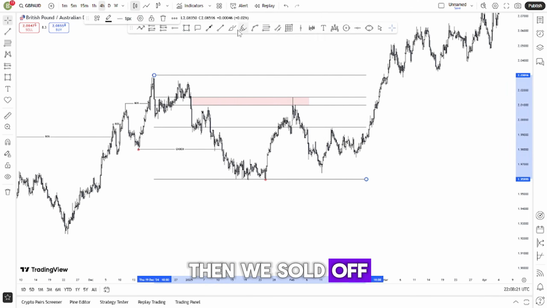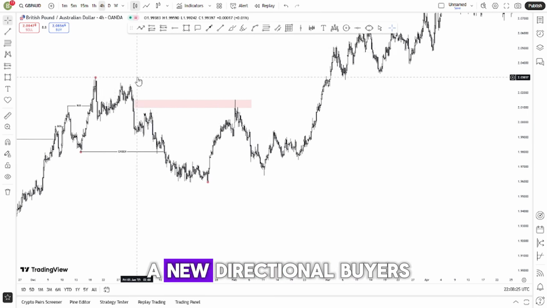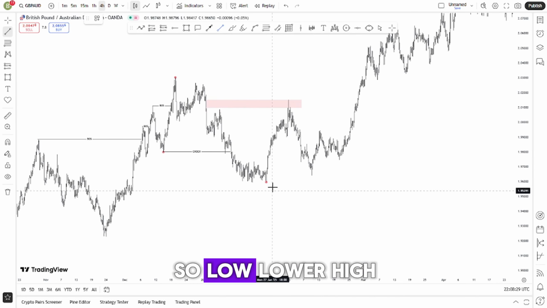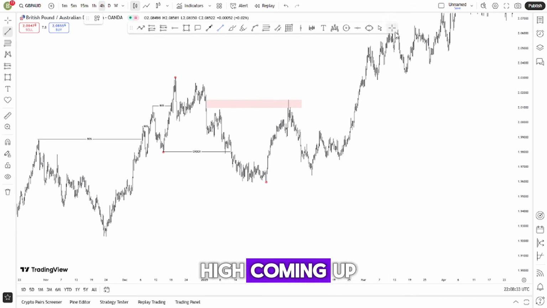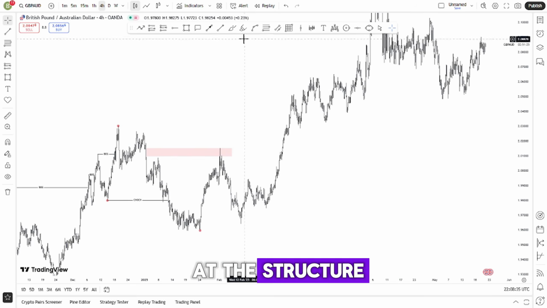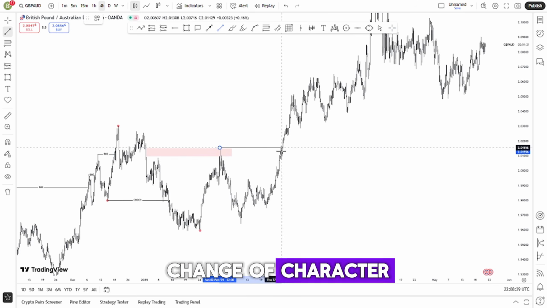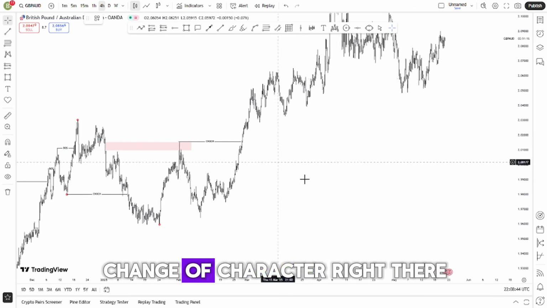then we sold off. Then the market started pushing back up, of which we had a new directional bias, just because the previous higher was broken. So low, lower high, then higher low, then we had a higher high coming up. So if you look at the structure, you'll see that we had this as our overall change of character, just like that. Change of character right there.